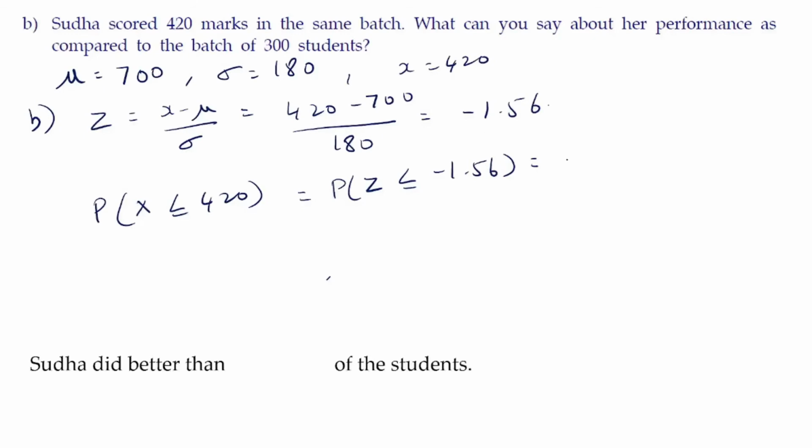So it is 0.0594, or in terms of percentage it is 5.94%. So Sudha did better than 5.94% of students.